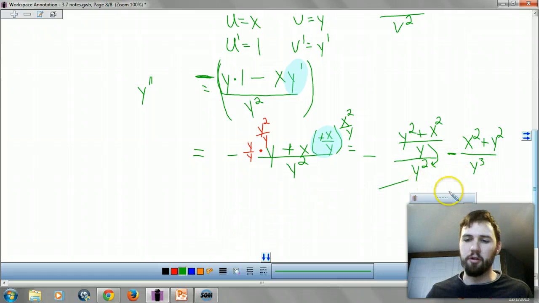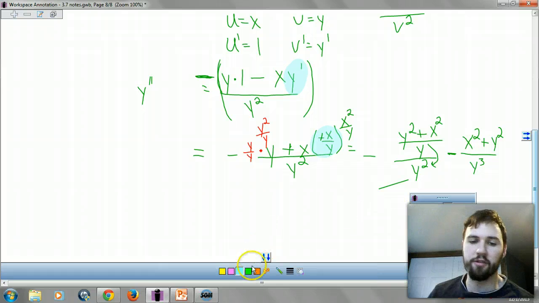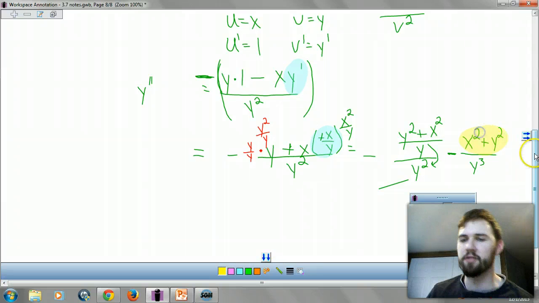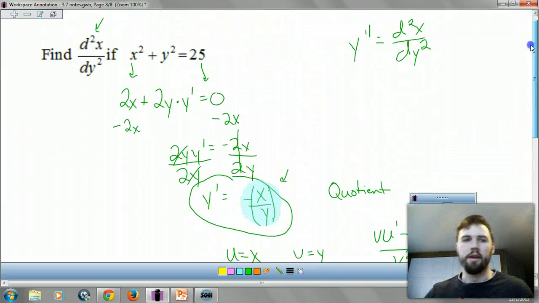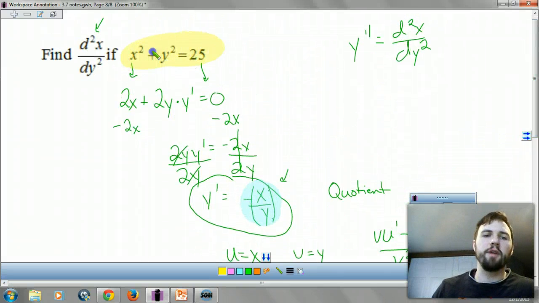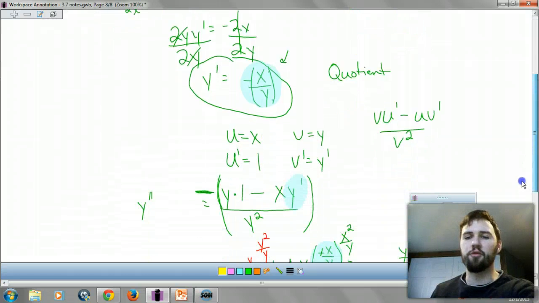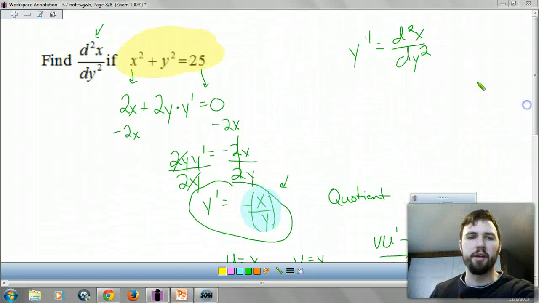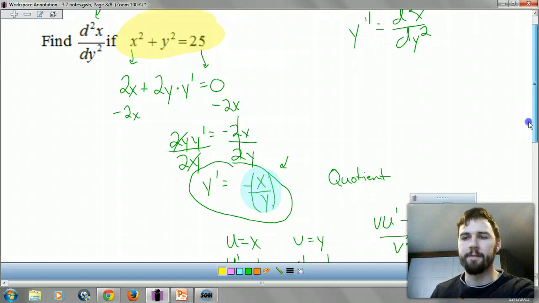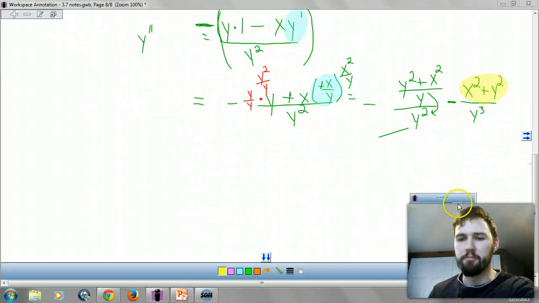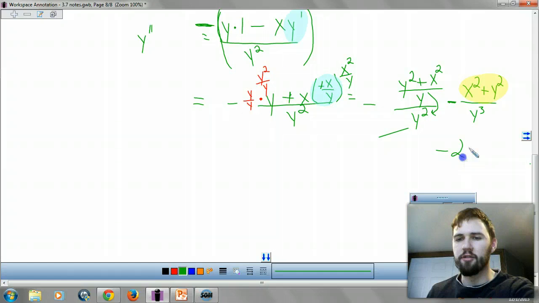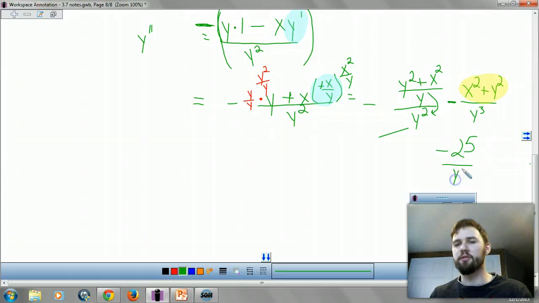Now I'm going to just blow your minds. Just grab onto the table, guys. This will really freak you out. We get an x squared plus y squared, right? x squared plus y squared equals 25. What? So wherever I see an x squared plus y squared, I can plug in 25. So this whole mess is actually just negative 25 over y cubed. That's what your y double prime is.